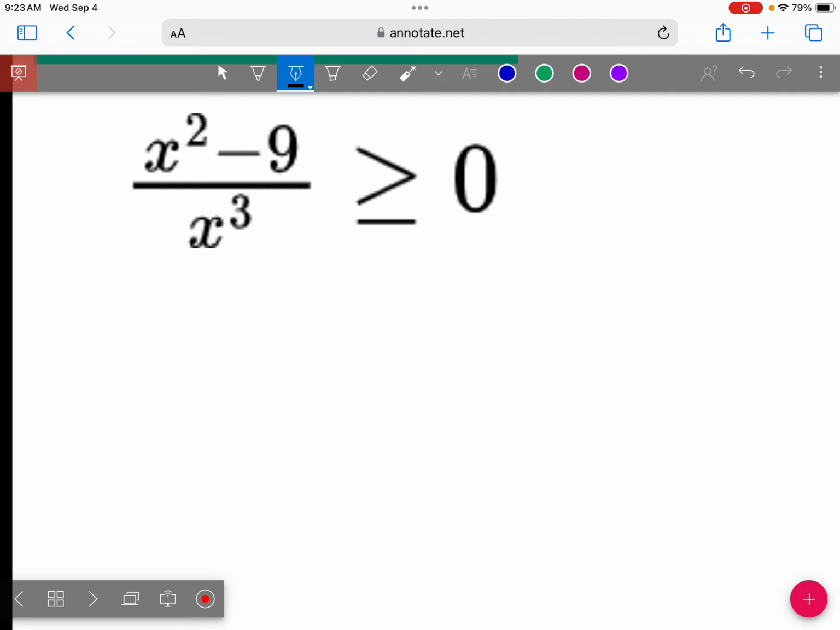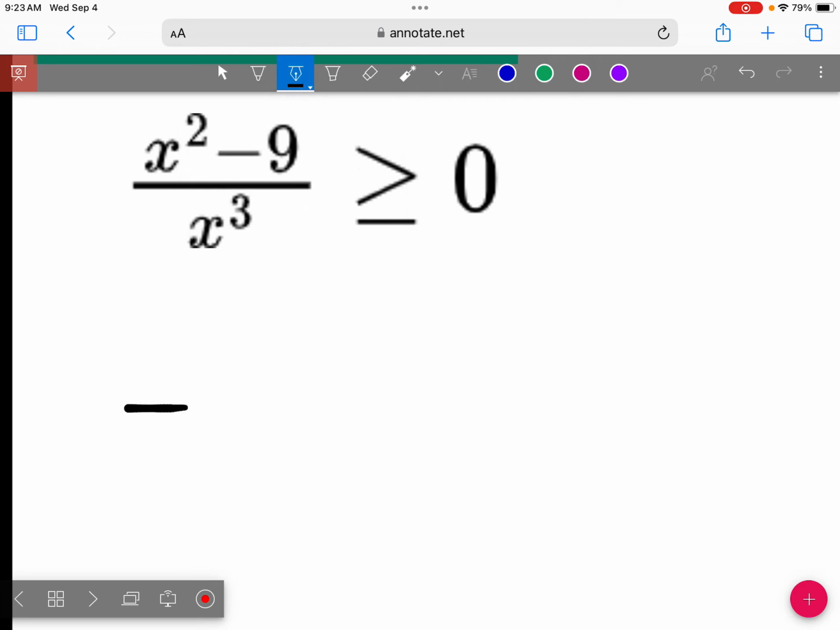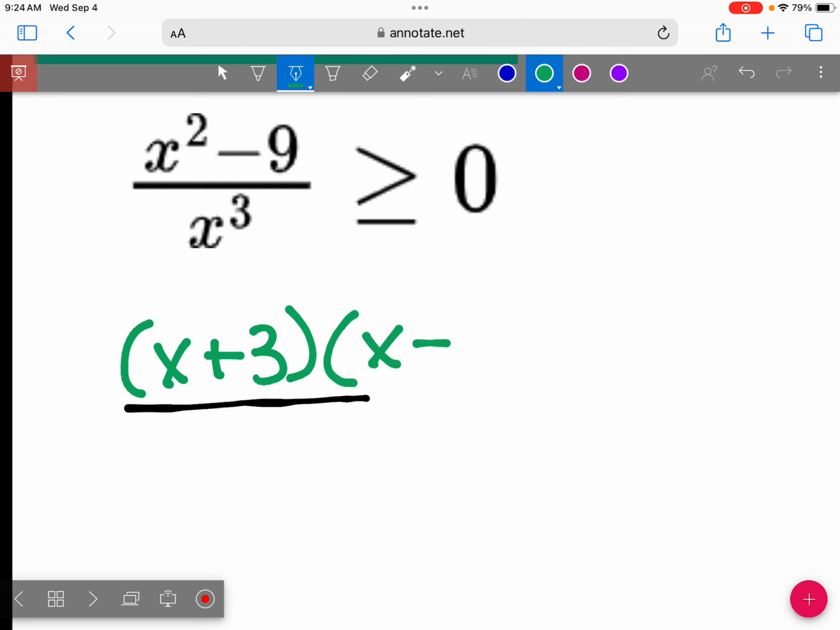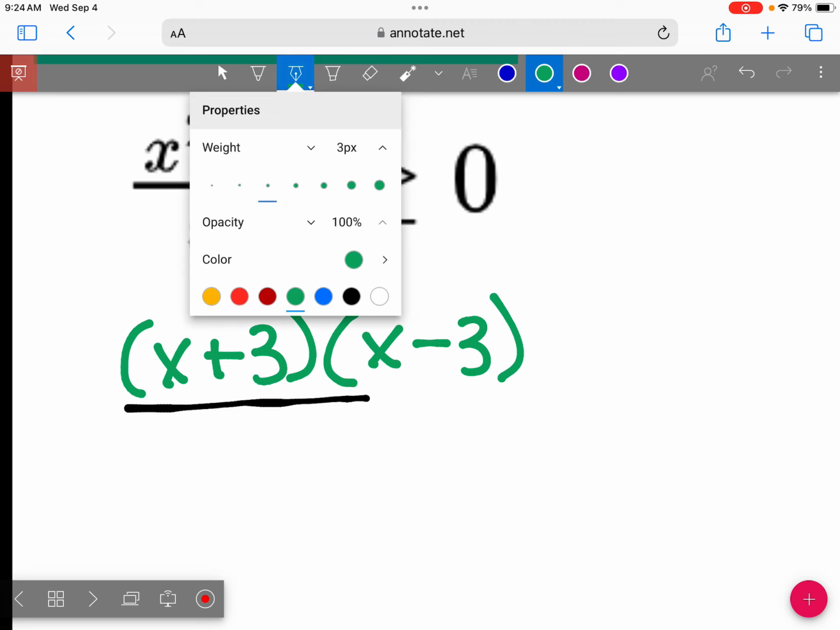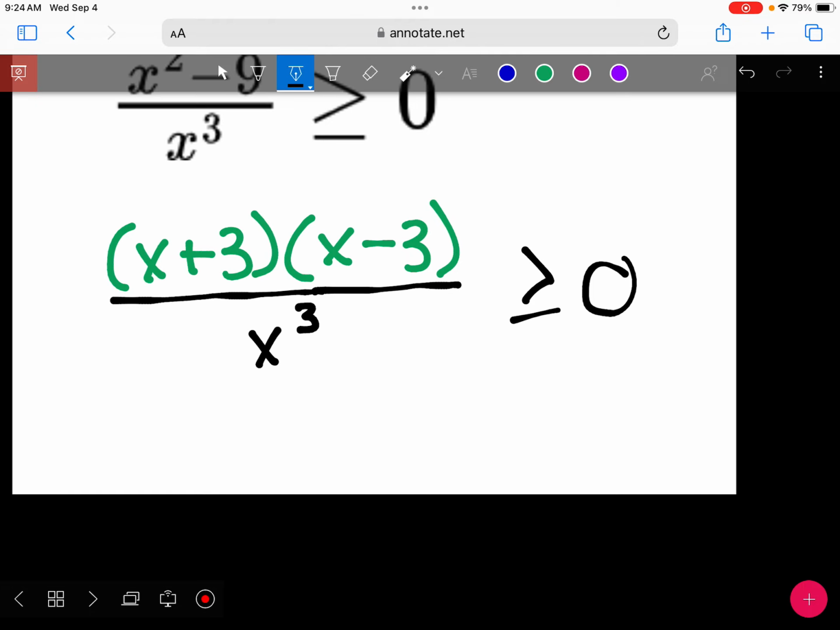So what do we need to do here? More specific. Find the roots. So first things first, we need to do what? Factor that numerator. My numerator is a difference of squares. So what is this in factored form? Yeah, you're exactly right. And our denominator can just stay x cubed. Like, that's totally fine. And now we solve.